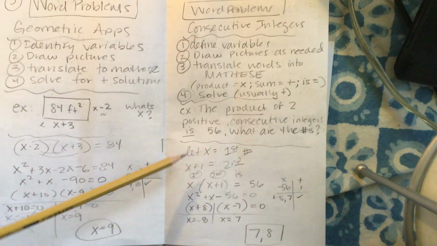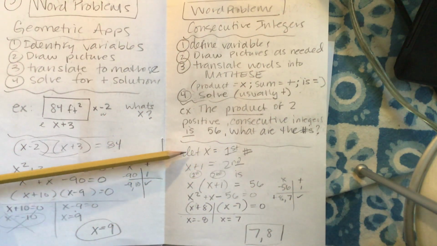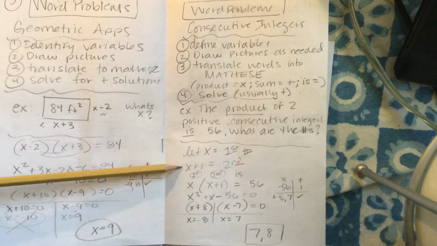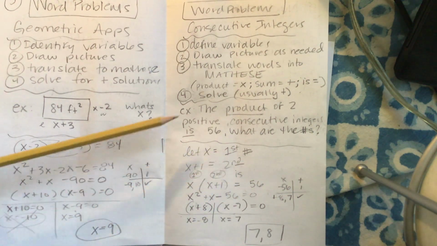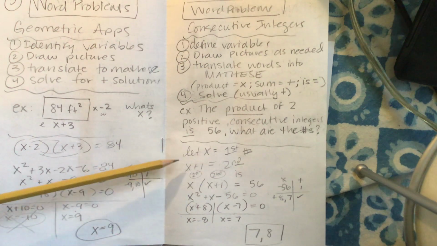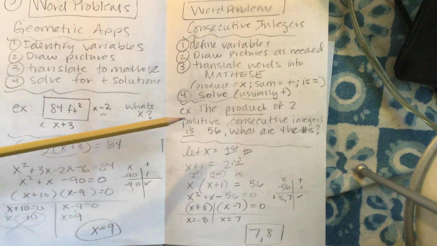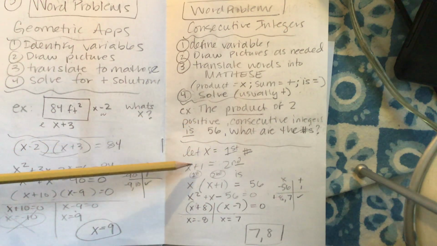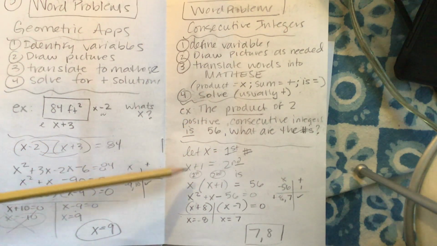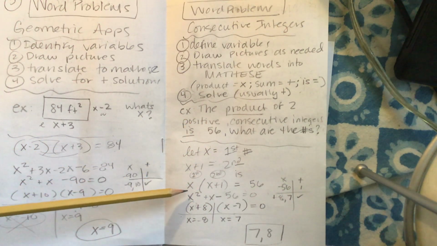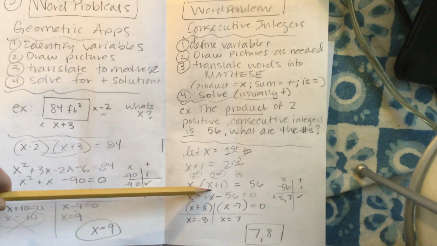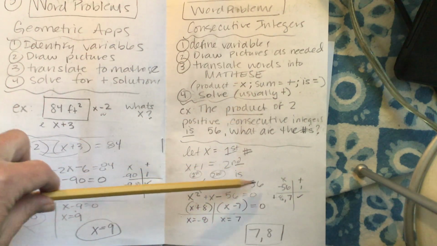What are the numbers? So here is, I define my variables. Let x be the first number. X plus 1 is the second. So it's just 1 higher than x, the first one. Notice it doesn't say even or odd or anything. If it were even and odd, then you'd have to add 2 because they're 2 apart. Then if you're multiplying them, the product of 2 is equal sign 56.